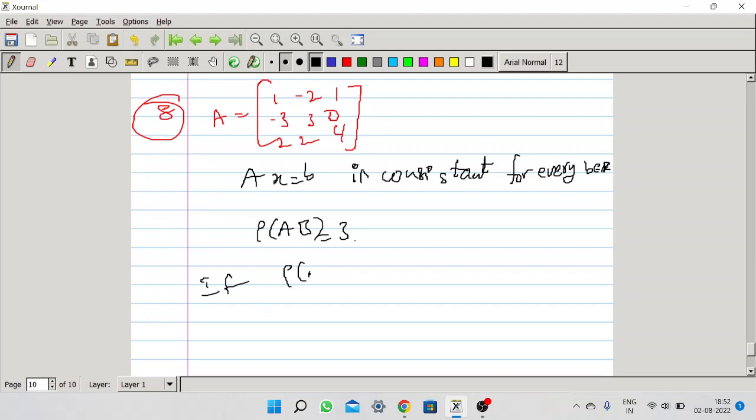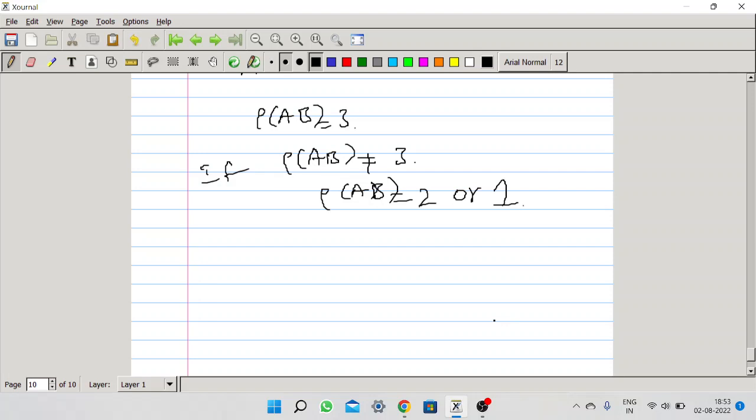If rank of [A|b] is not equal to 3, that means rank of [A|b] can be equal to 2 or 1. Let me explain the case 2. Whenever rank of [A|b] equal to 2, the other case follows similarly. Suppose rank of [A|b] equal to 2 for every b belongs to R^3. We don't know whether rank of A is equal to 3 or 2.